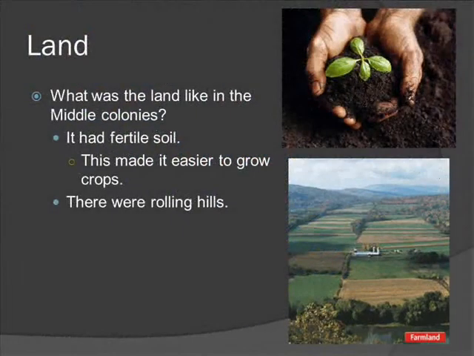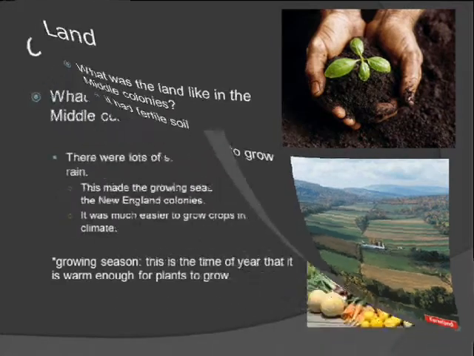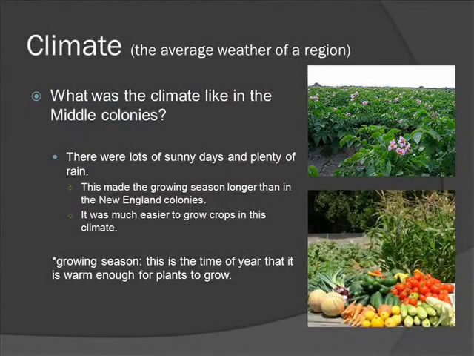Okay, you ready? Let's talk about the Middle colonies. The Middle colonies, well, the land there was much more suited for growing crops. It had very fertile soil. Fertile soil means that it's really rich in nutrients and makes it great for growing crops. And instead of really steep mountains that were rocky, there were rolling hills, so it was a lot easier to find farmland. The climate, which is the average weather of a region, the climate in the Middle colonies was also better suited for growing crops.